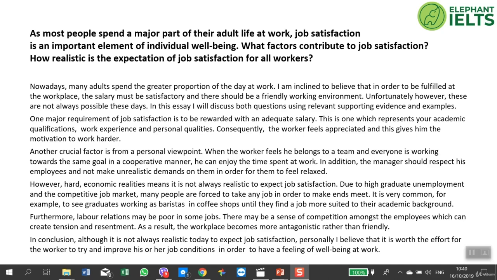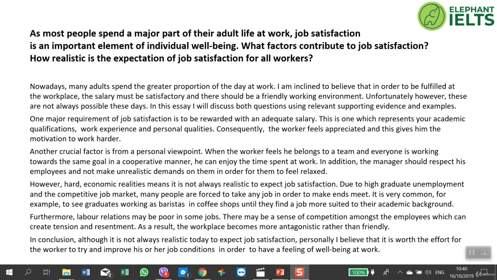Let's look at this essay. You can see there are 1, 2, 3, 4, 5, 6 separate paragraphs. The introduction, 2 paragraphs which answer the first question, 2 paragraphs in the main body which answer the second question, and the conclusion in which we summarize both questions. Let's look at the introduction. Begins with a general statement. Nowadays, many adults spend the greater proportion of the day at work. Okay, this is just a general statement. It doesn't answer any of the questions. We answer the questions after that.